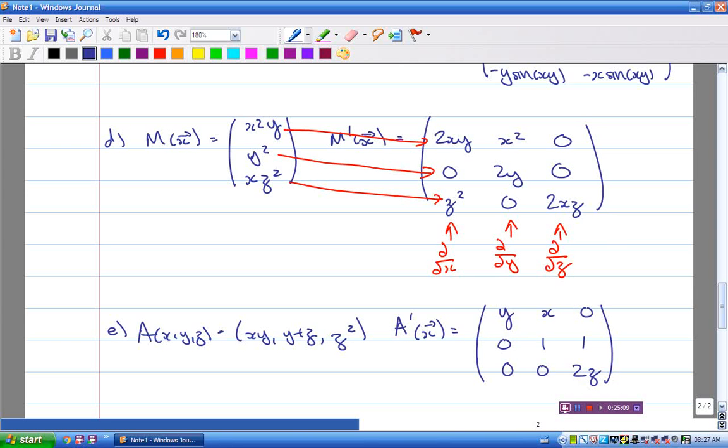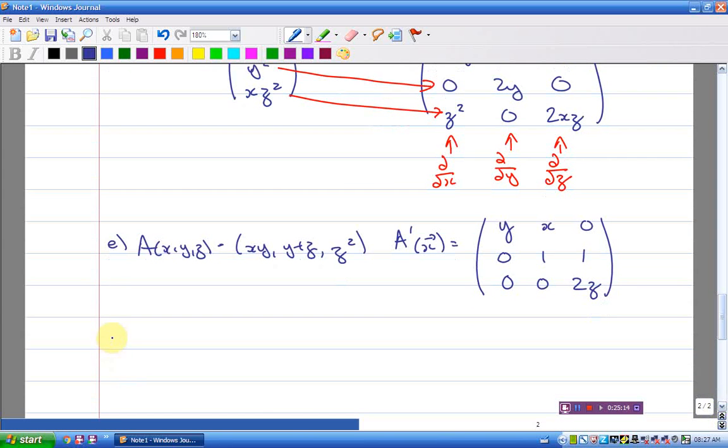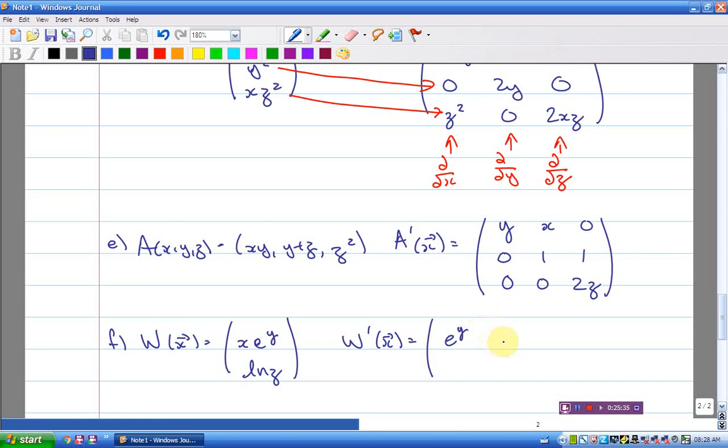And next one's quite fun. Next one's going to be an asymmetric matrix, because W only has 2 components, so the derivative matrix will just have 2 rows, but it has 3 variables, so there are going to be 3 columns. Let's have a look. There'll be e to the y, x e to the y, and 0, then 0, 0, 1 over z.